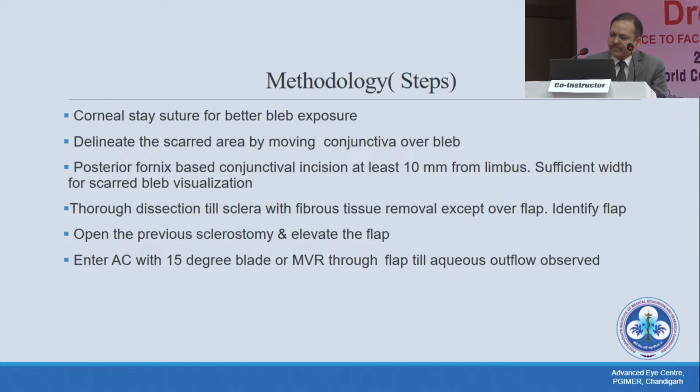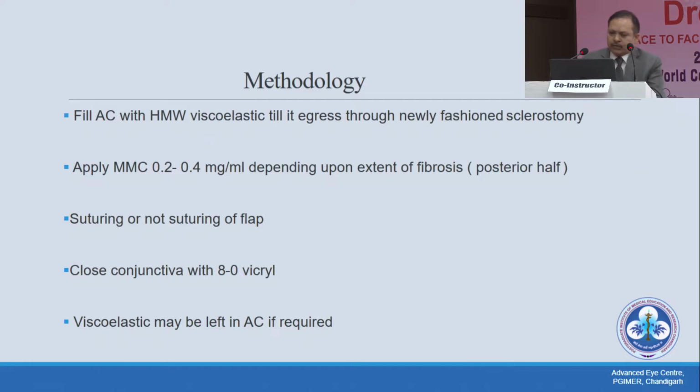We can enter the blade with a 15 degree or MVR until the aqueous outflow is observed. Then we can fill the anterior chamber with high molecular weight viscoelastic through the same opening or through the side port, so as to create a positive pressure inside. After that we can apply MMC, and the wisp should come till the apex of the sclerostomy site. The positive pressure in the anterior chamber due to viscoelastic prevents its entry into the anterior chamber.